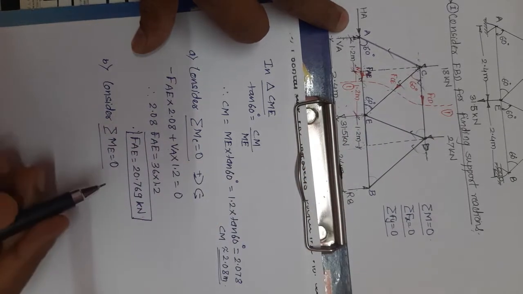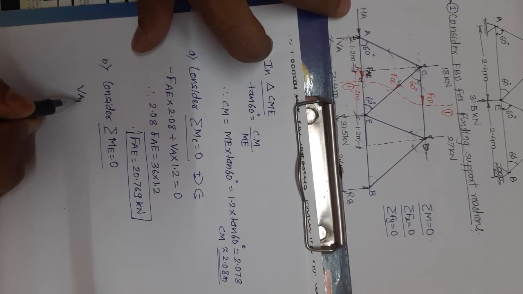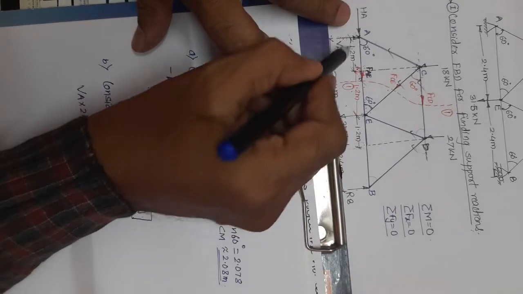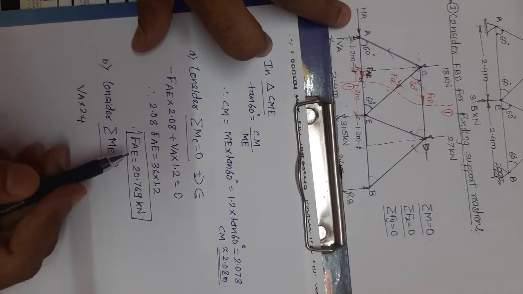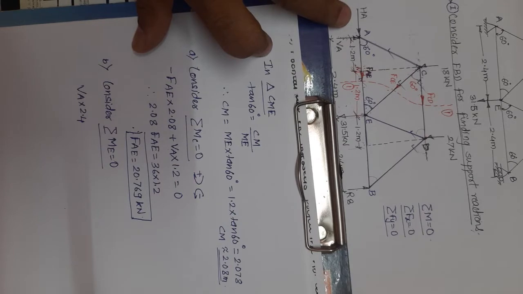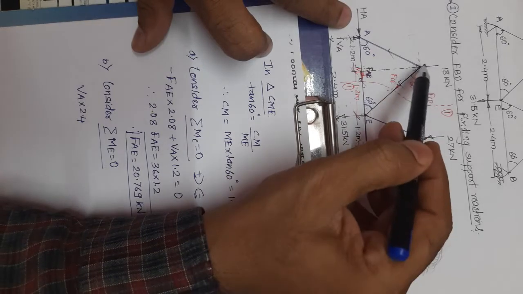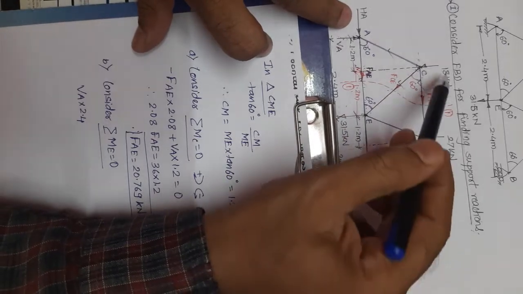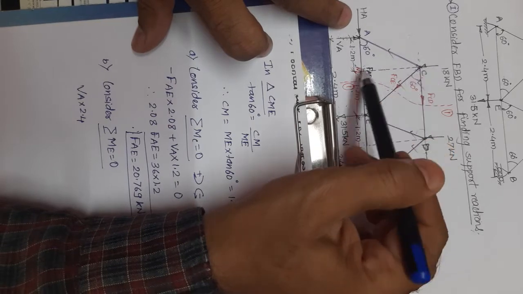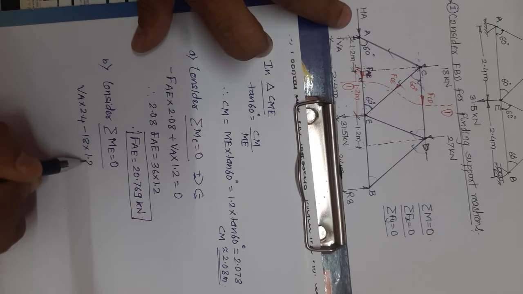Okay, so if you take the moment about E, what you will get is VA multiplied by 2.4. This distance is 2.4. Vertical force, so horizontal distance, so 2.4. It is creating a clockwise moment, so plus. Next, now it is 18 kilonewton from E. Take a moment about E now. So this is an anti-clockwise moment and this is a vertical force, so horizontal distance. So minus 18 multiplied by 1.2.